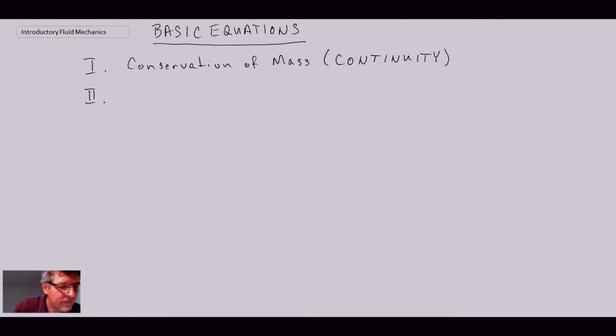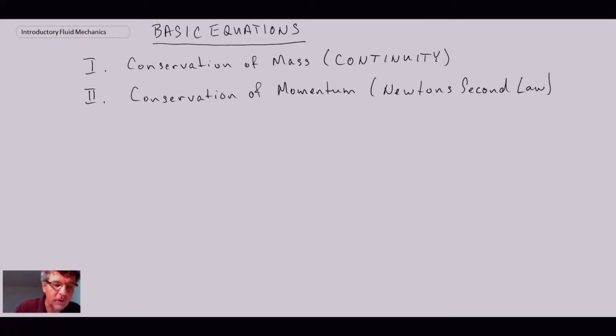Second equation is conservation of momentum. This will come out of Newton's second law, F equals ma. And we'll derive that for a control volume. Third one is conservation of energy. And that is the first law of thermodynamics.